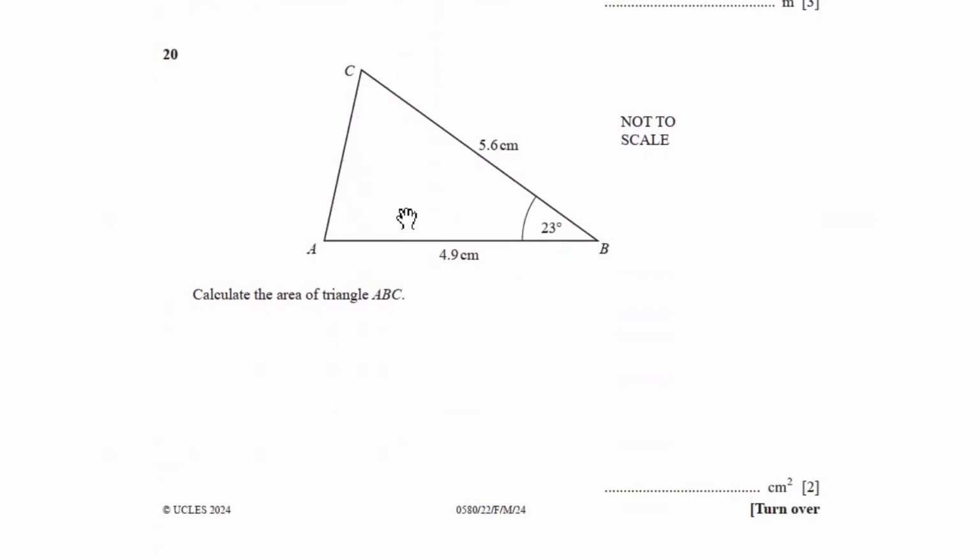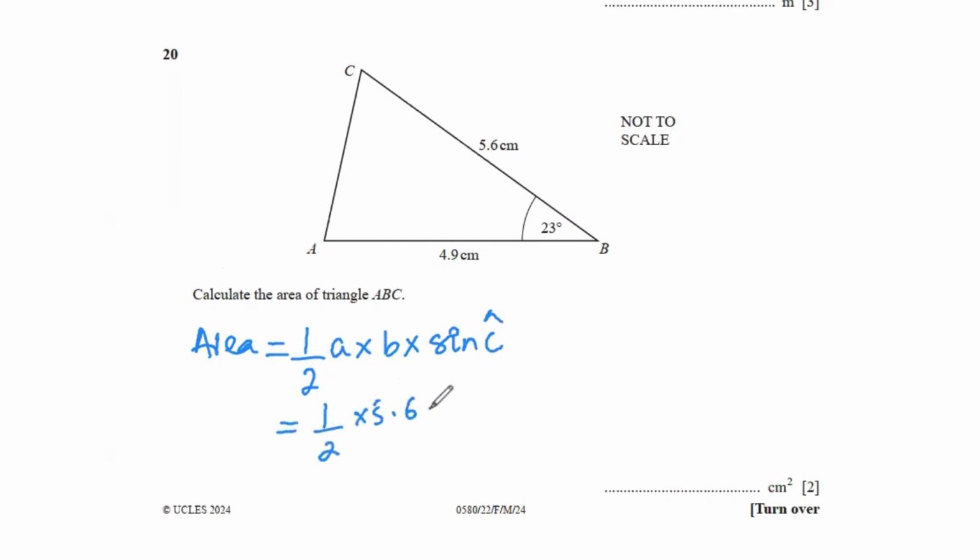Question 20 says calculate the area of triangle ABC. So to calculate the area of the triangle ABC, we can see that we have two lengths and the angle between them. So we can easily use the formula for the area of a non-right angle triangle, which is 1/2 times a times b times sine of angle C. So that's 1/2 times 5.6 times 4.9 times sine of 23, and that equals 5.36 centimeters squared. That is the area of the triangle.